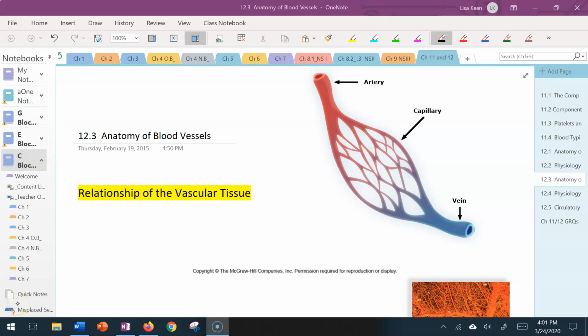Section 12.3 has to do with blood vessels. I know we've already talked a little bit about blood vessels. We knew that an artery always carries blood away from the heart. And I know that you know that a vein always carries blood to the heart.